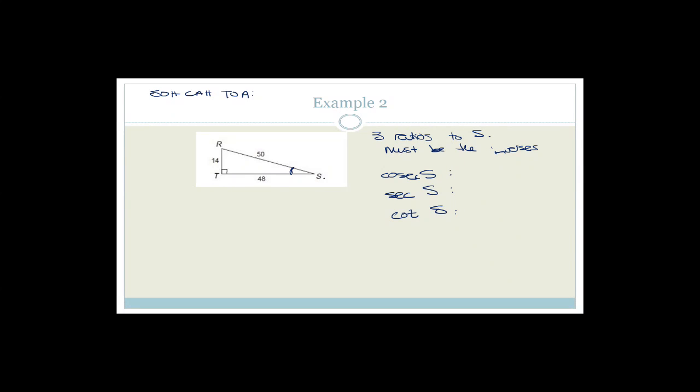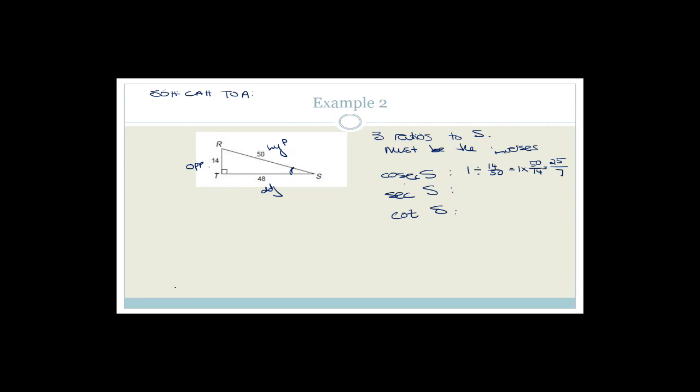Now, if we're looking for S, do you agree that this is going to be the opposite side, this is the hypotenuse and this is the adjacent side? So cosec is the inverse of sine. If you struggle with this, you're welcome to write 1 divided by sine. And sine is opposite over hypotenuse, so it's 14 over 50. But what do you do when you divide? You tip and times. So it's the same as 1 times 50 over 14, which is just 50 divided by 14. And then we're going to divide both the top and bottom by a common factor. So it becomes 25 over 7.